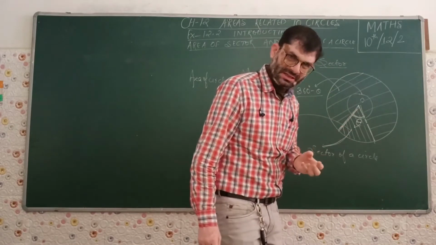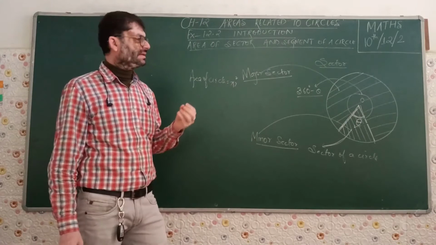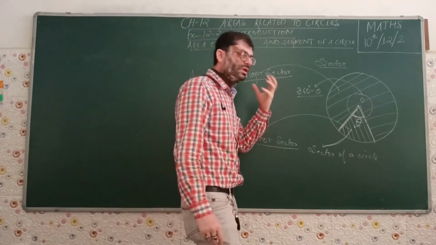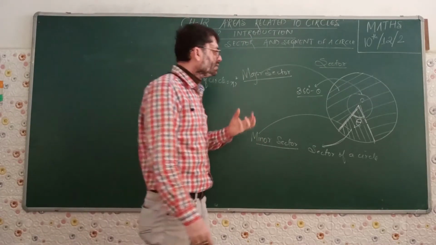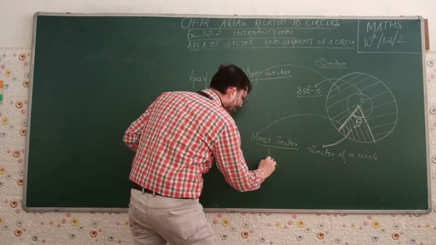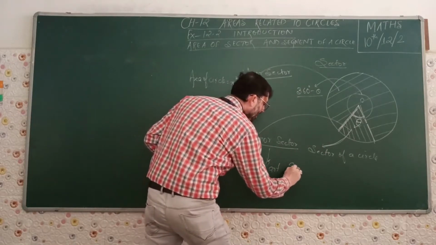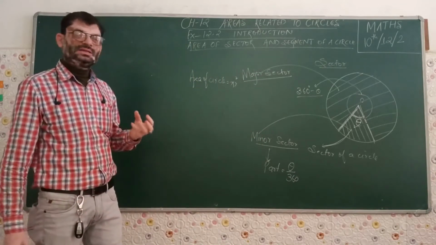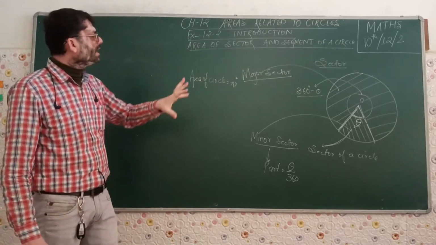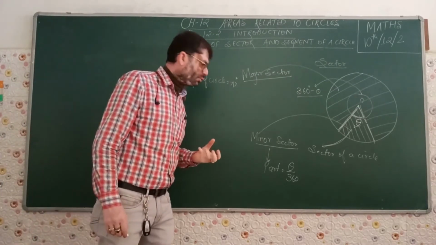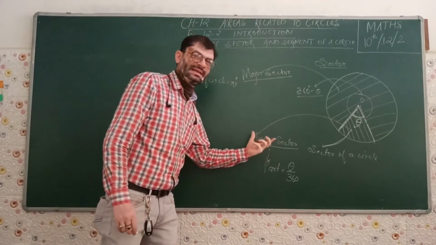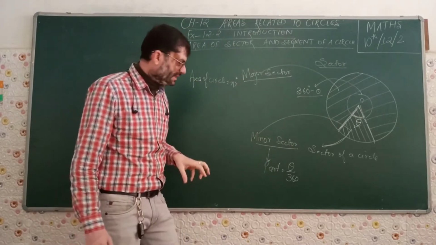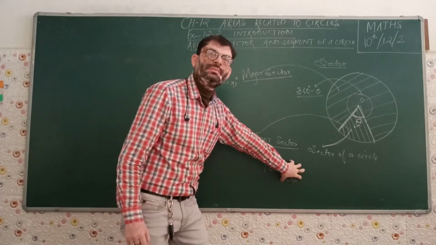What part of 360 degrees? This we have learned in our previous sections as fractions. A part of the whole, what we call a fraction. The whole was 360 degrees. The part is theta. So this sector takes the part of the circle as theta upon 360 degrees. This will be the part that the sector is taking from the whole circle. That means if the area of the circle is pi r square, then the area of the minor sector should be the area of that part which the sector is taking. And what part is the sector taking? The sector is taking the part theta by 360.